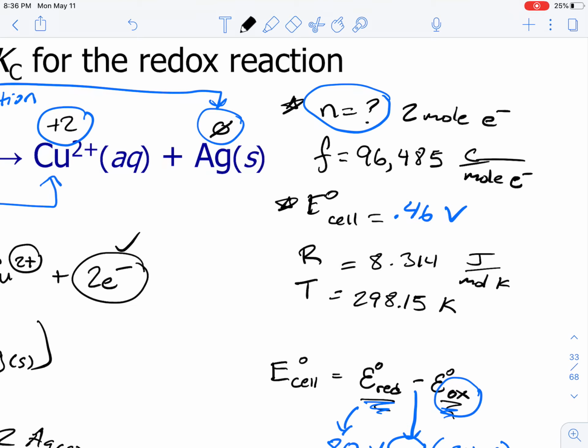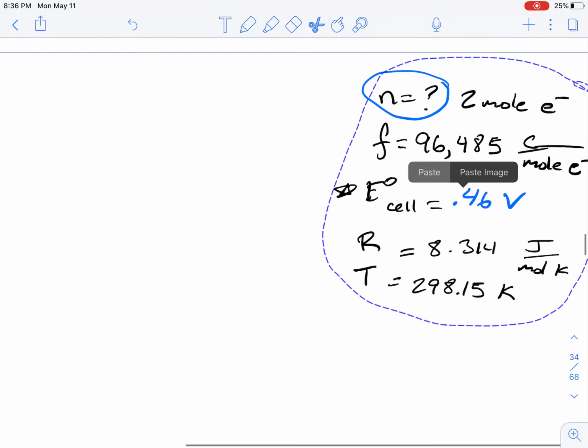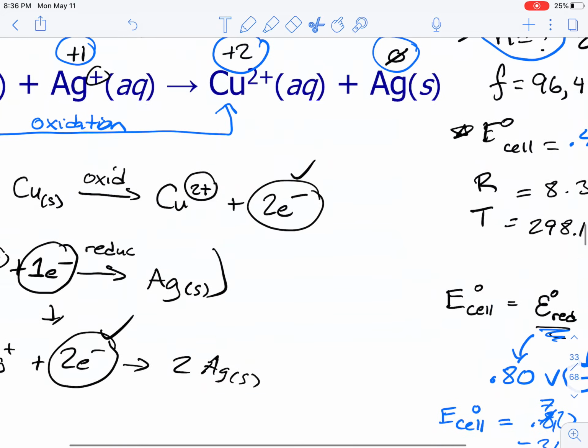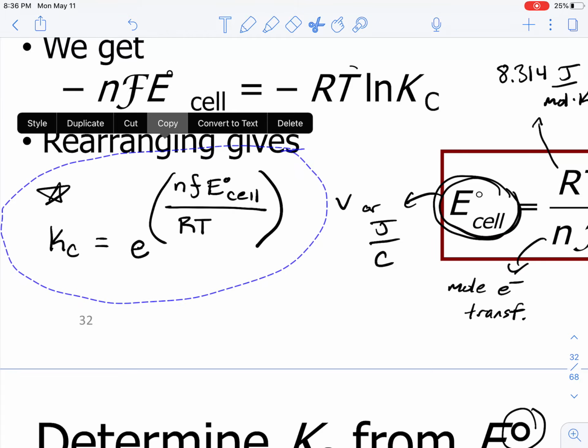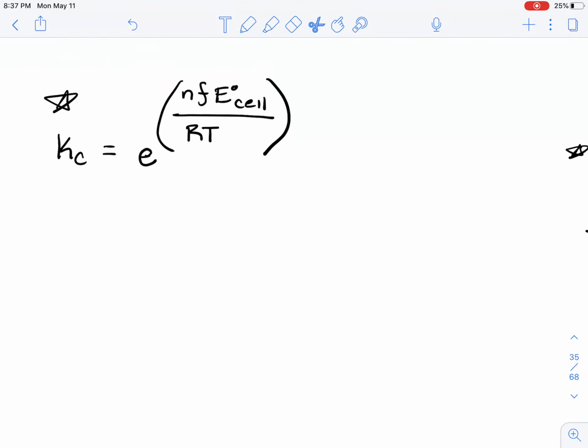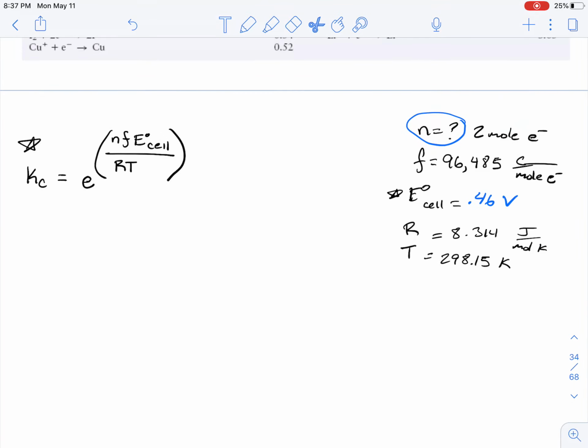So now that I have all of my pieces, I'm going to go ahead and copy this real quick because I'm running out of room. So I need to go to a different page. I'm going to copy this because I'm trying to solve for Kc. Okay, so using what I have, I'm going to now solve for Kc.